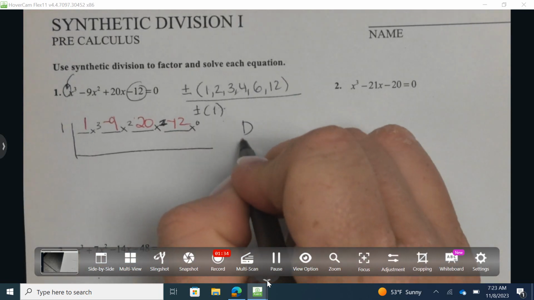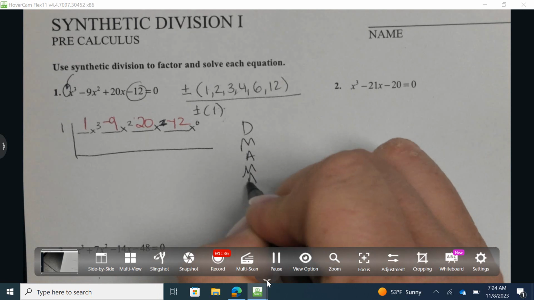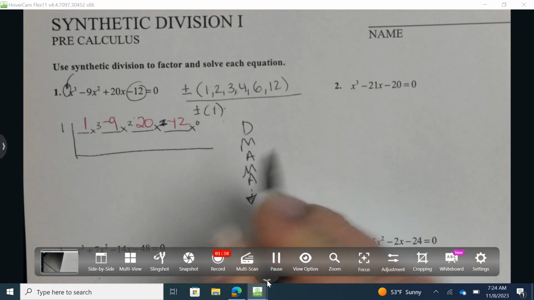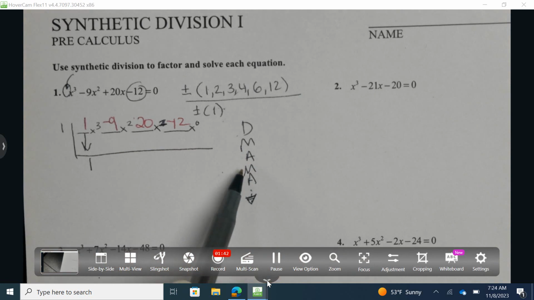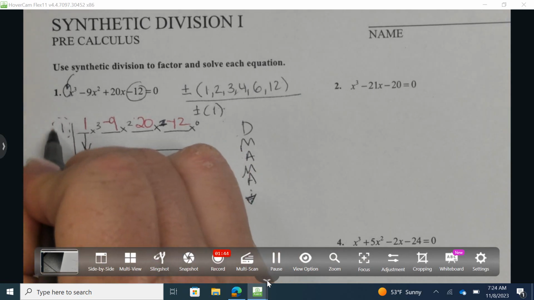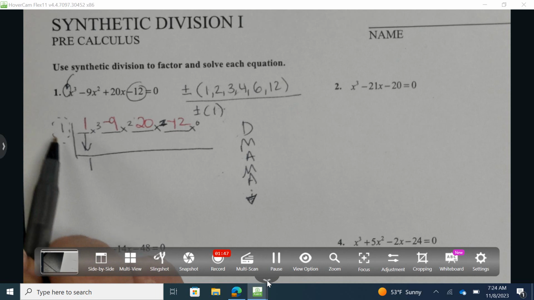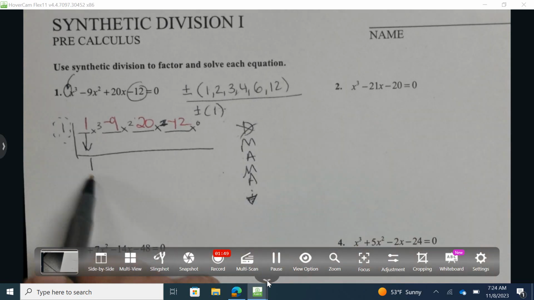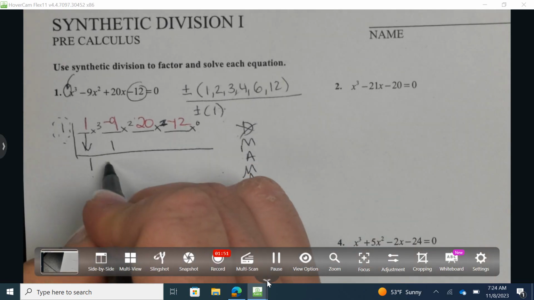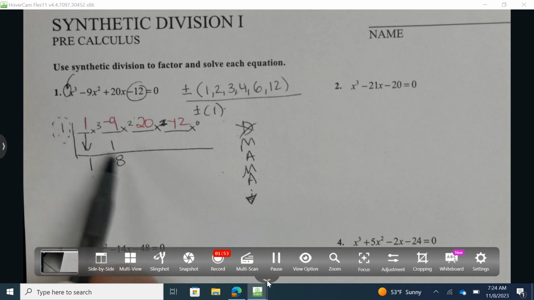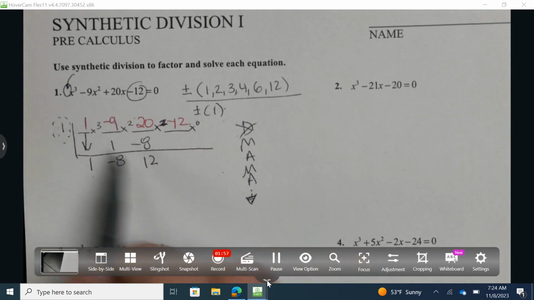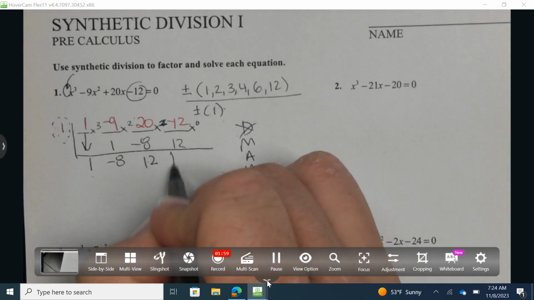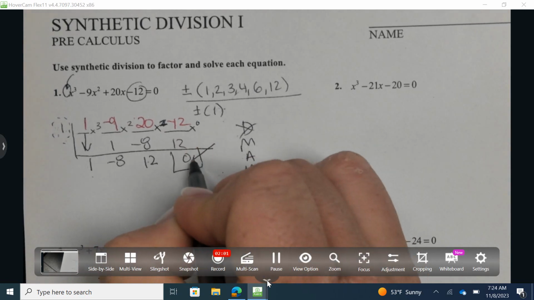When I teach this, I use the acronym DMUP. And what that says is we're going to start by dropping down the first number, and then I multiply, add, and you'll see it. Every time I multiply, it goes back to this number. So I've dropped down the first number, I multiply to get 1, I add straight down to get negative 8. I multiply to get negative 8, I add straight down to get 12. I multiply to get 12, and I add down to get 0.